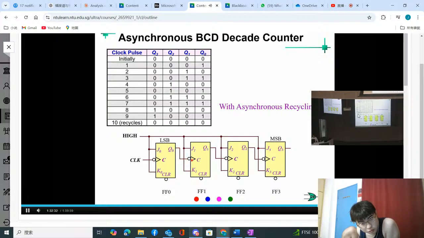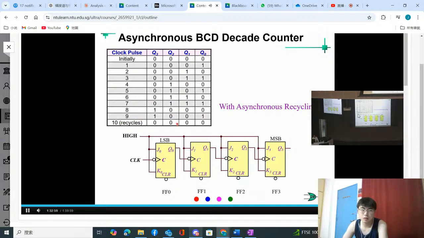If I take from Q naught bar, it will give me a countdown counter, which I want to explain to you later, but let's assume that I would not cover the countdown counter at this moment because too many things might get you confused. So just take note that if I use positive clock edge, or negative clock edge, and I take from Q naught, it will be a count up.